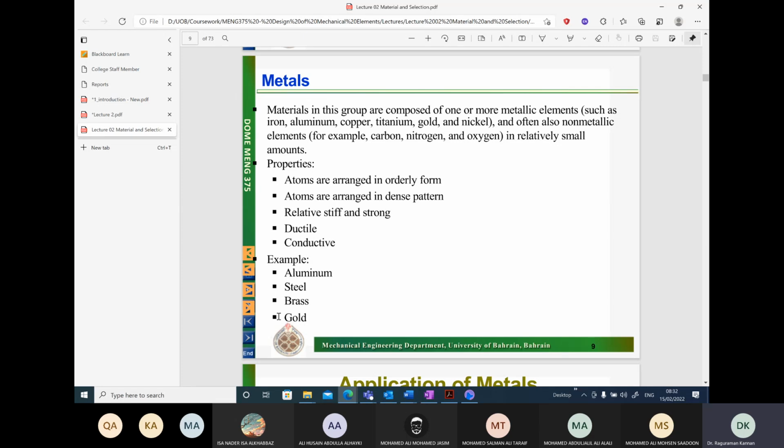Similarly, if you take gold, gold is usually mixed with copper. So two different elements are mixed together and then lead to a solid solution.